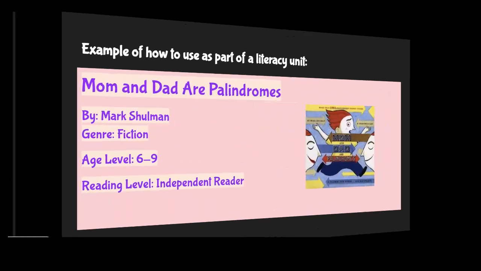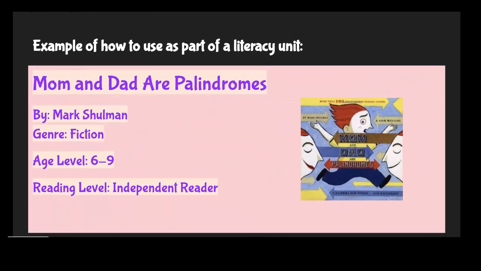The use of these boxes can be incorporated as a portion of an overall literacy unit and used with various books. For example, in the book Mom and Dad are Palindromes. When a boy learns about palindromes, he begins to use them everywhere. This humorous tale introduces words and phrases that are the same when spelled and pronounced forward or backward.